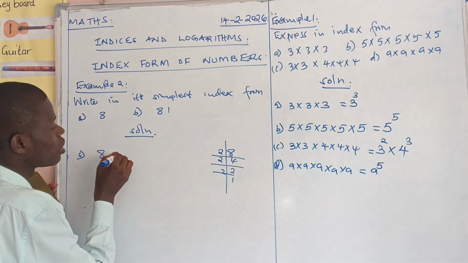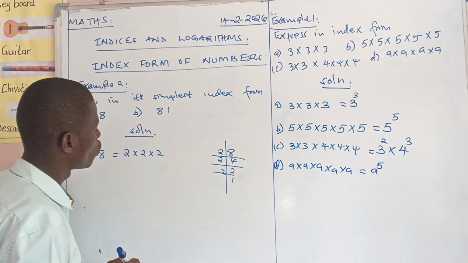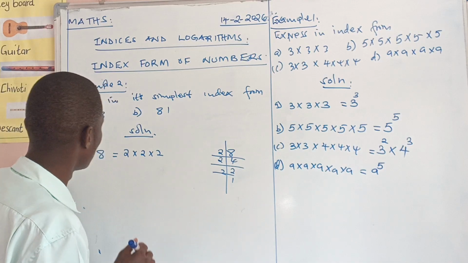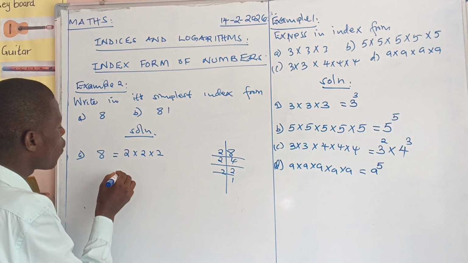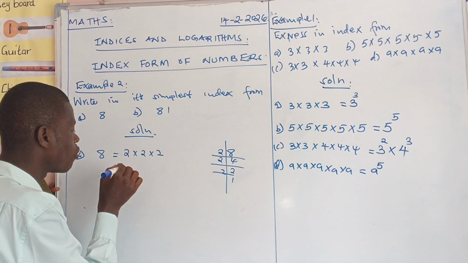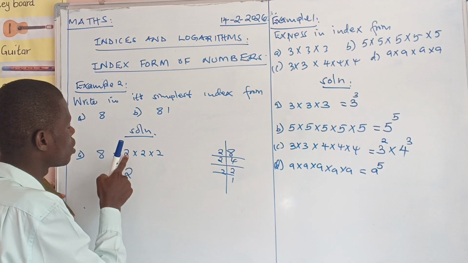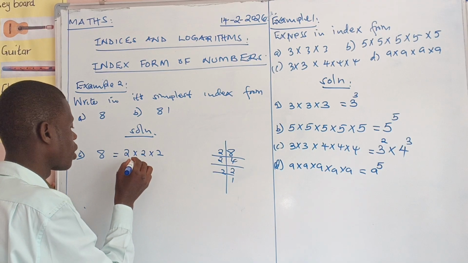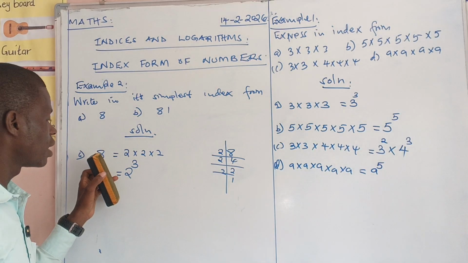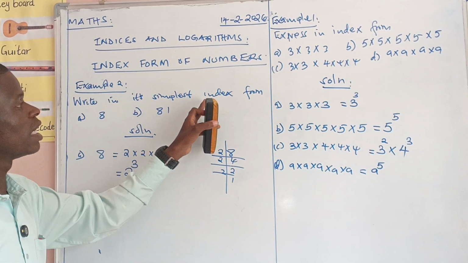So 8 equals 2 times 2 times 2. So 2 times 2 times 2 gives us 8. Very good. Now, in index form, we have the number being multiplied, which forms our base, 2, then the number of times it is multiplied, which is 1, 2, 3, 3 times. So 8 can be expressed as 2 raised to power 3 in index form.